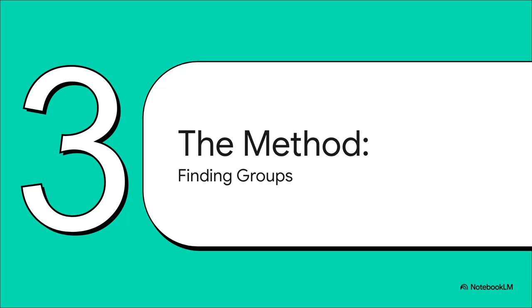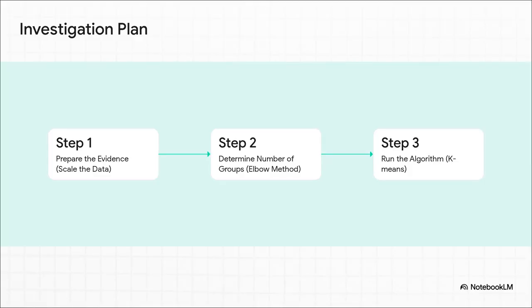All right, time to get our hands dirty. Let's lay out our investigative plan for finding these hidden customer groups. Every good detective has to have a solid method, a process they follow. So here's our plan. It's a really straightforward three-step process. First, we have to prepare the evidence, which means scaling our data. We'll get to that in a sec. Second, we need to figure out exactly how many groups we're even looking for. And then finally, we unleash the K-means algorithm to do all the heavy lifting.